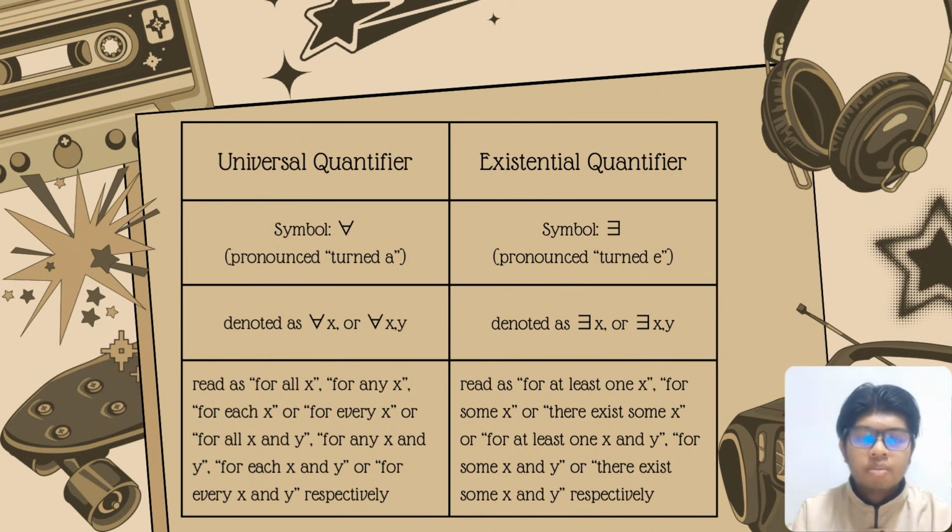The symbol for universal quantifier is denoted as turn A x or turn A x y, which are read as for all x, for any x, for each x or for every x, or for all x and y, for any x and y, or for each x and y, or for every x and y respectively. The existential quantifier will be denoted as turn E x or turn E x y, which are read as for at least one x, for some x, or there exists some x, or for at least one x and y, for some x and y, or there exists some x and y respectively.